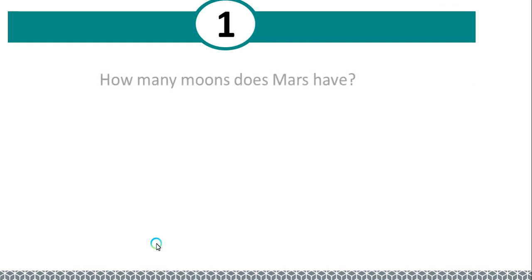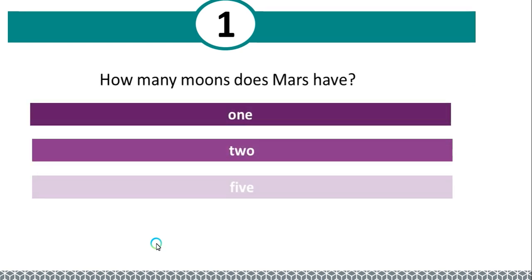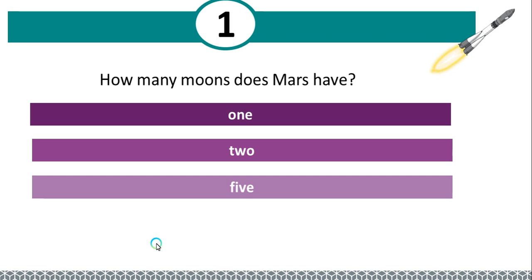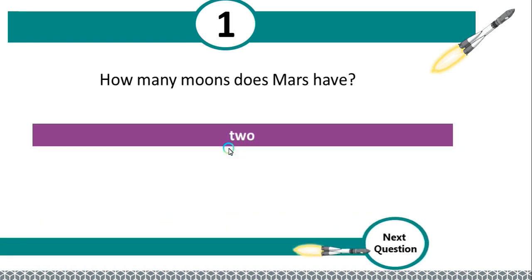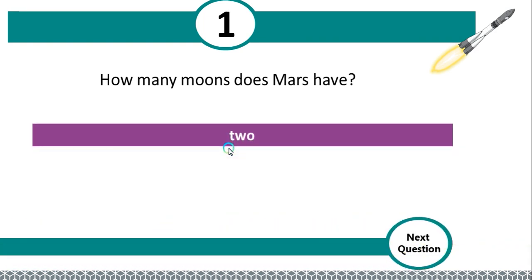Now, quiz time. How many moons does Mars have? Is it 1, 2, or 5? How many? It is 2. Yes, you got it right. Mars has 2 moons.